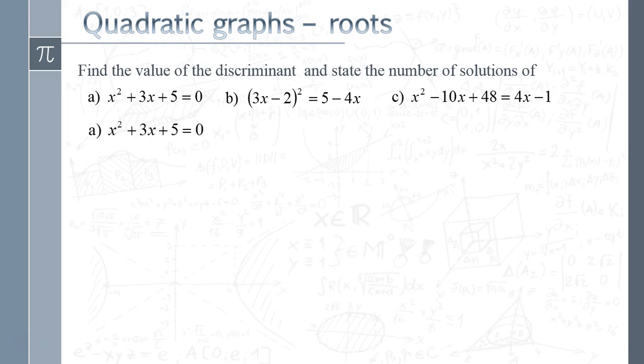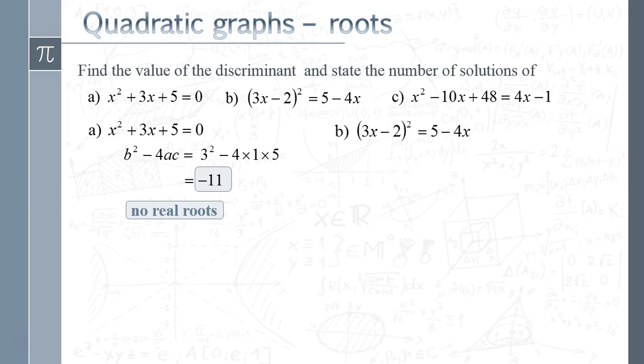So first one, we've got x squared plus 3x plus 5. We need b squared minus 4ac. So b is going to be 3, a is going to be 1, and c is going to be 5. So b squared minus 4ac is 3 squared minus 4 times 1 times 5. So that gives us a value of minus 11. And what that means is, because it's a negative, that would be the bit underneath the square root. It would mean there'd be no real solution or no real roots.